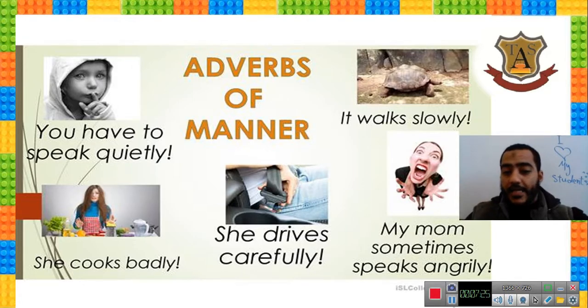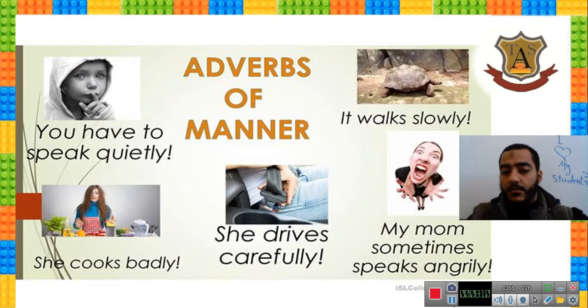She cooks badly, in a bad way, okay? So badly here describes the cooking, and cook here is a verb, an action. She drives carefully. Carefully here is a word that tells us more about the driving. The drive here is a verb. It walks slowly, the turtle. Slowly is an adverb. Why? Because it describes the verb, walking.